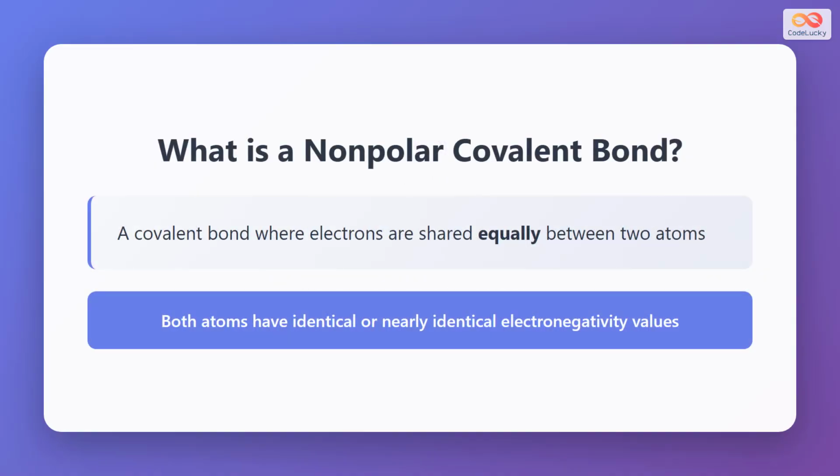A nonpolar covalent bond is a type of covalent bond where electrons are shared equally between two atoms. This equal sharing occurs because both atoms involved in the bond have identical or nearly identical electronegativity values. Electronegativity is the ability of an atom to attract electrons toward itself in a chemical bond. When two atoms have the same electronegativity, neither one can pull the shared electrons more strongly than the other, resulting in a perfectly balanced sharing arrangement.